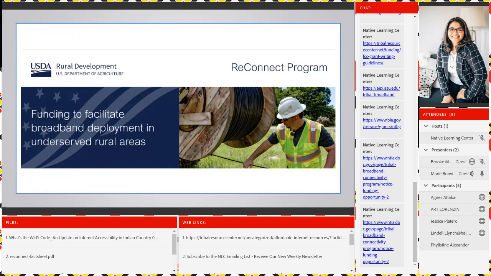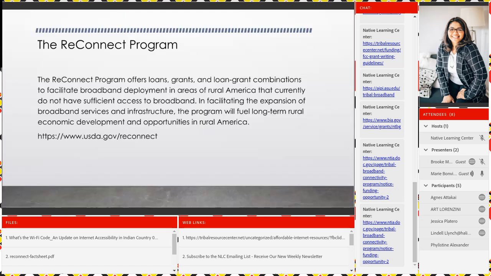Speaking of connect, we've got USDA Rural Development's ReConnect program, and this is funding to facilitate broadband development in underserved rural areas. At this instance, it is an indigenous digital divide issue, but as you saw in the graphics, rural America has a very similar issue, right? In the sense that we're all trying to bring these services to our communities.